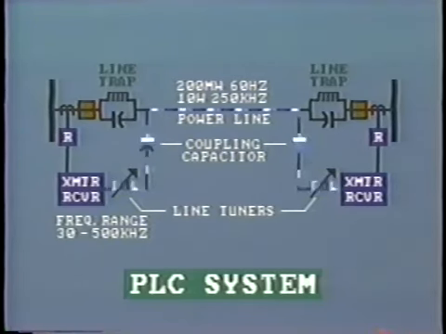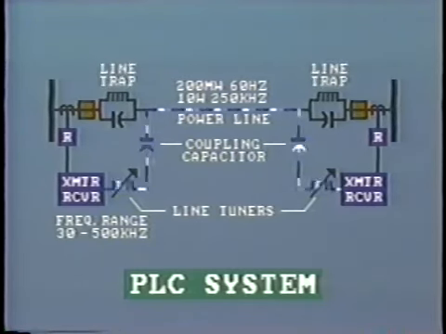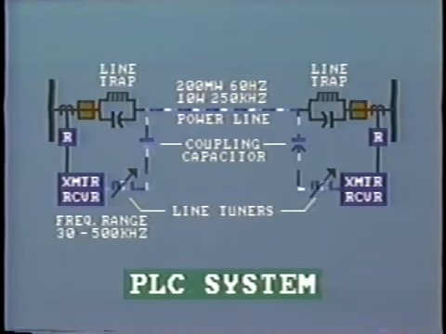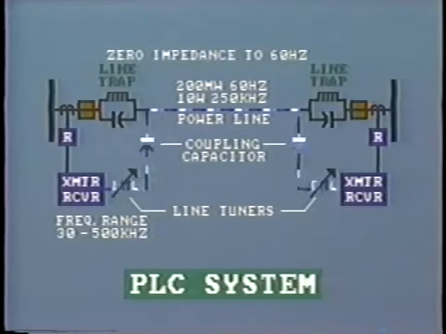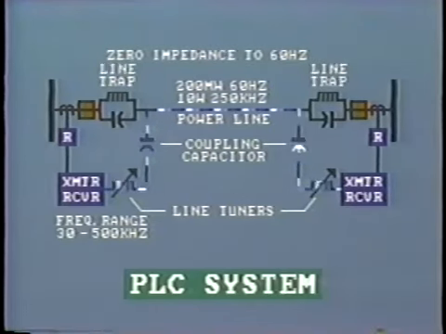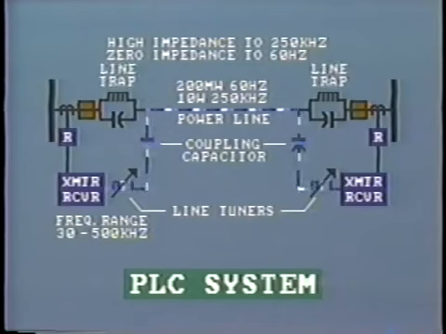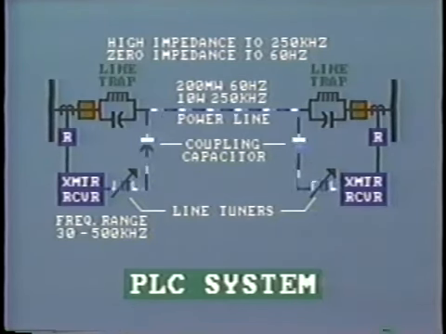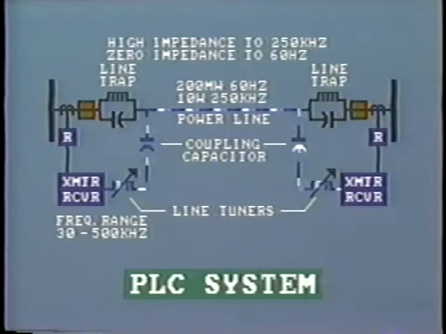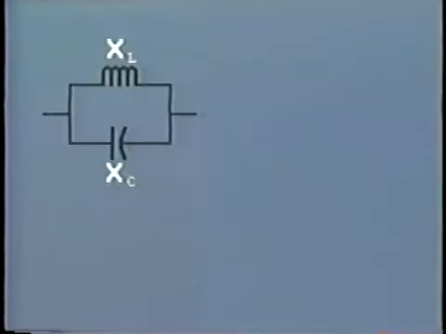The line trap consists of a capacitor and reactor in parallel to form a resonant circuit. This is tuned to provide zero impedance to 60 hertz current, but to provide a very high impedance, almost open circuit, to the 250 kilohertz signal. You will remember that resonance is achieved when the inductive reactance of the reactor is the same value as the capacitive reactance of the capacitor.